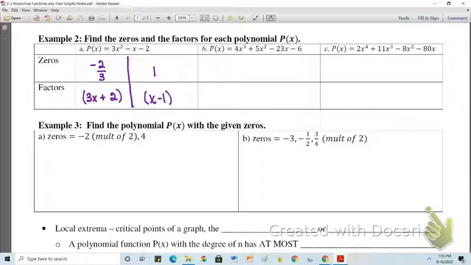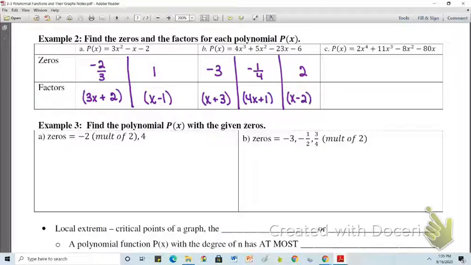If I look at b, my highest exponent is 3. Therefore, I know this is going to have 3 zeros. Again, I would just go over to Desmos and type it in. When I do, I get negative 3, negative 1/4, and 2. So negative 3 as a factor is x plus 3. Negative 1/4 as a factor is 4x plus 1. And 2 as a factor is x minus 2.